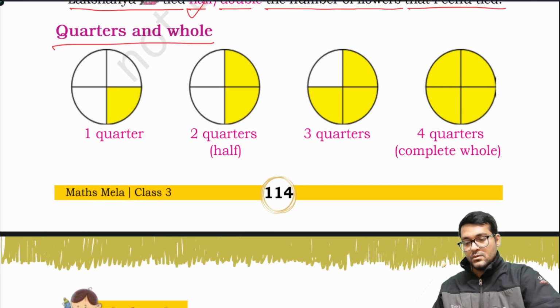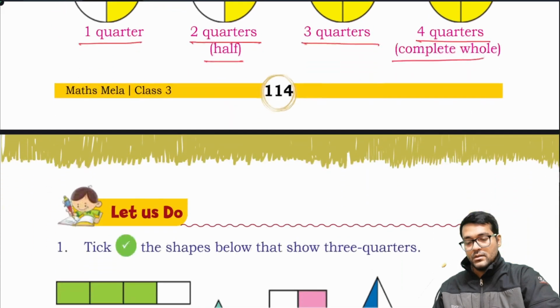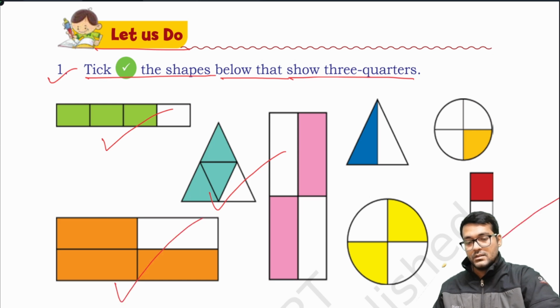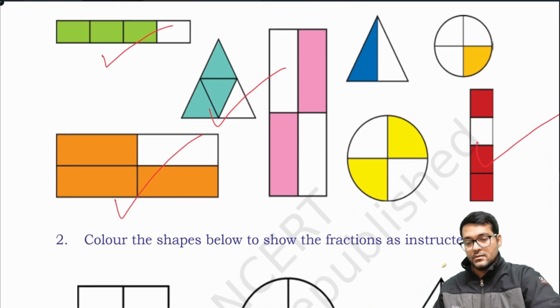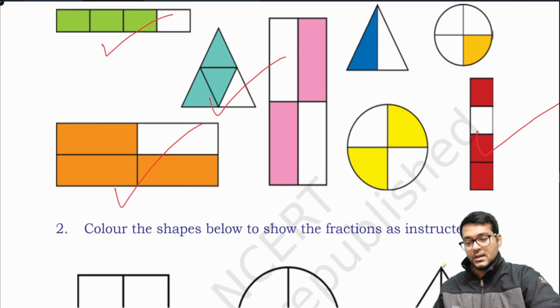Quarters and whole. 1 quarter, 2 quarters, that is half, 3 quarters, 4 quarters, that is complete whole. Let us do 1. Tick the shapes below that show 3 quarters. You can see 3 quarters, 3 quarters, 3 quarters and 3 quarters here. Out of 4 things, 3 are colored.